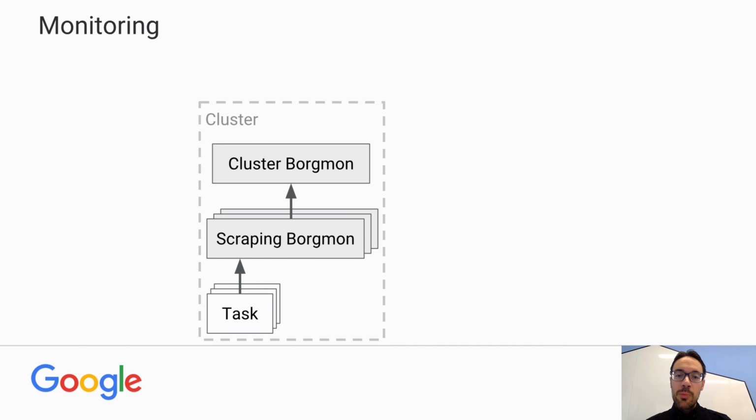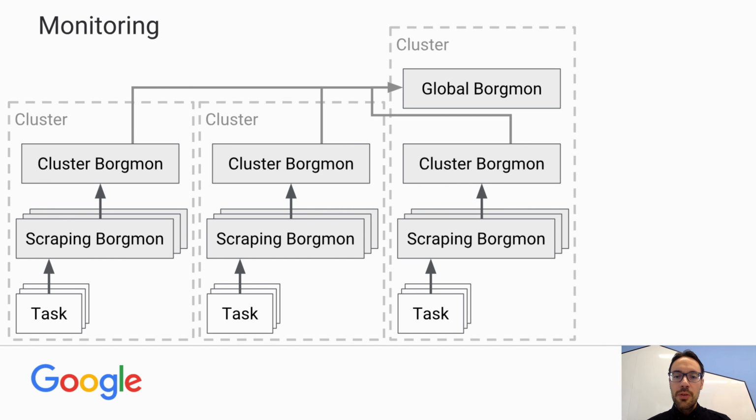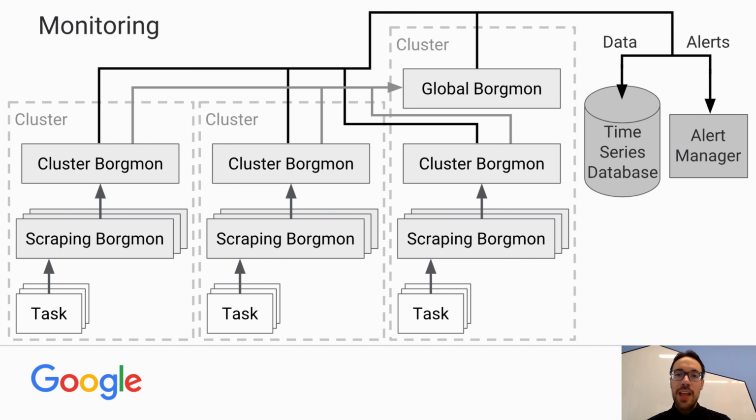Then, the cluster-level Borgmon task gathers all the partially aggregate values for a cluster and aggregates them into per-cluster values. This setup is the same in every cluster, and then there's a global layer that gathers aggregate data from all the clusters and aggregates it together. The cluster level and the global Borgmons export the values to a time series database and can trigger alerts, for example, if request error ratio for a concrete service in a cluster or globally is too high.